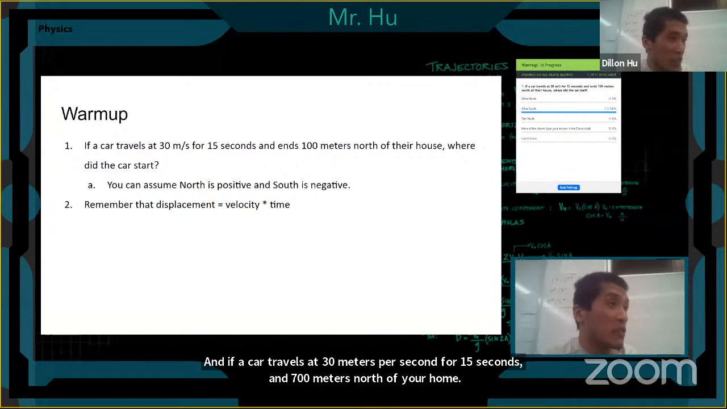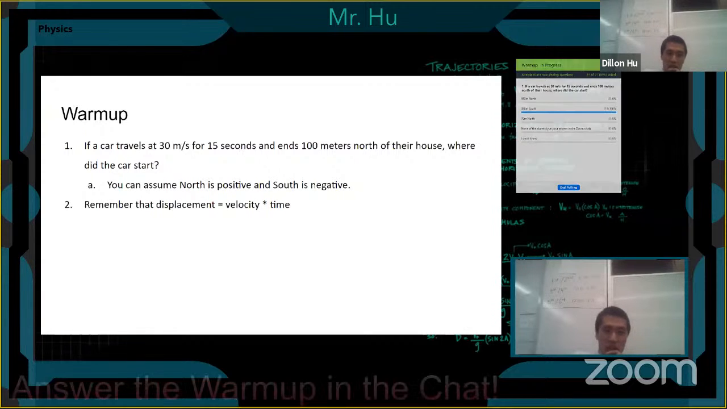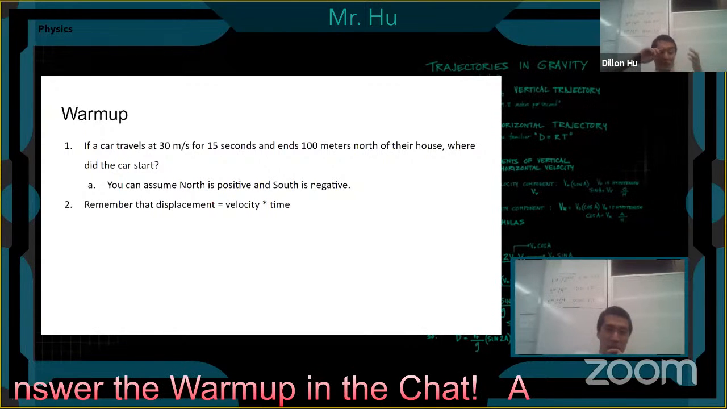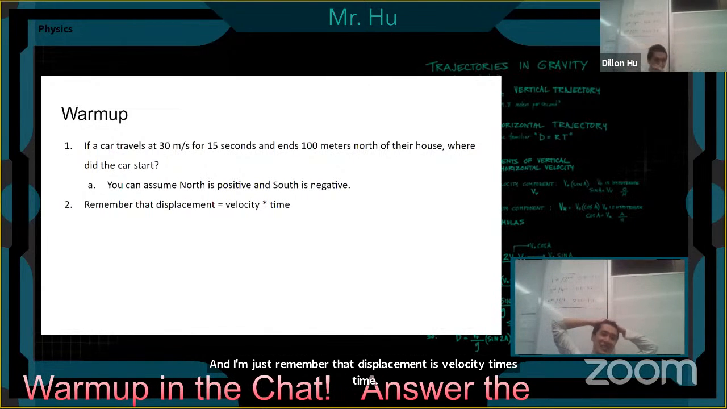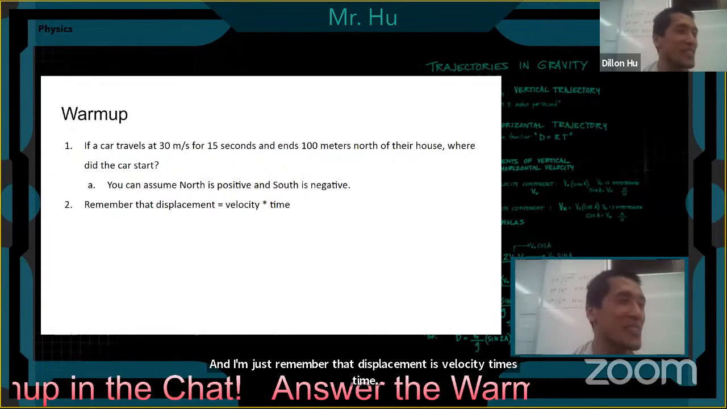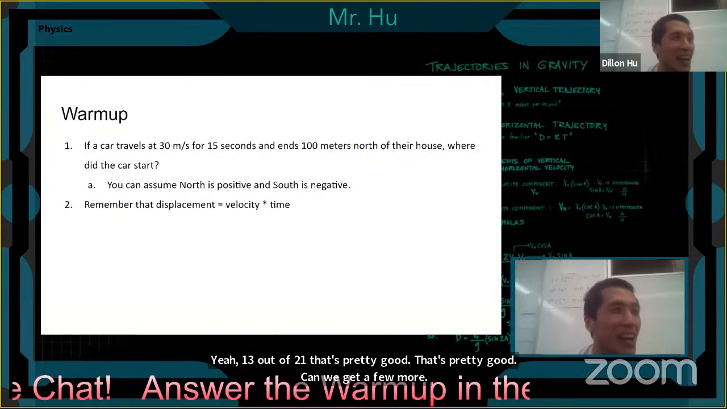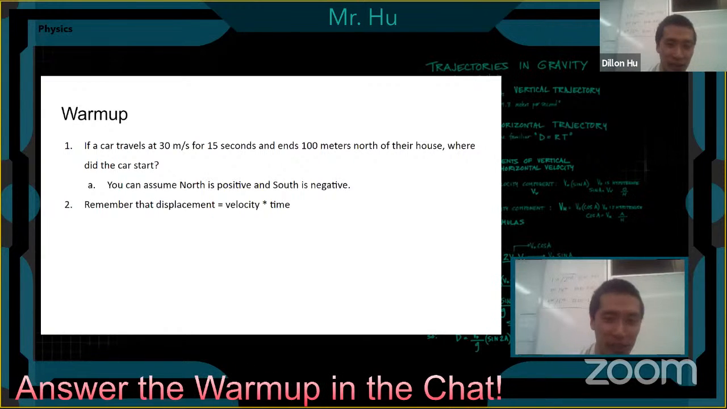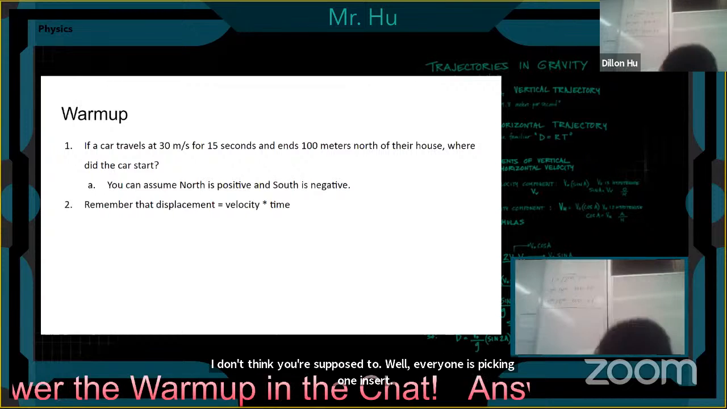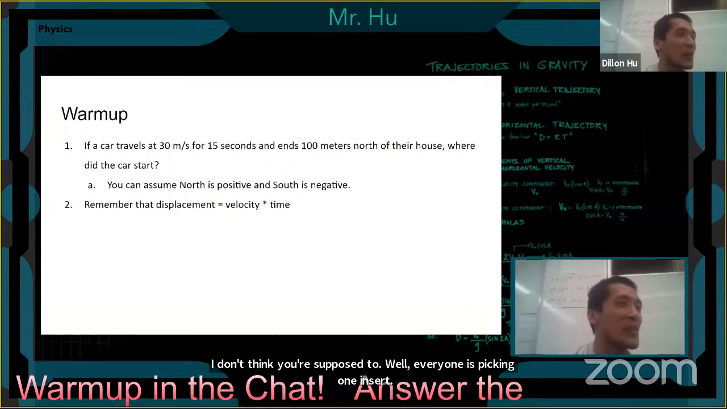Yeah, 13 out of 21. That's pretty good. Can we get a few more? Oh, I don't think you're supposed to. Well, everyone is picking one answer. That is not the point. I think what happened, I didn't mean to share the responses yet. I think a lot of people just picked what other people are picking. That is not necessarily correct. It could be wrong. It could be right. I won't say. That's the problem with people just picking what other people are picking.